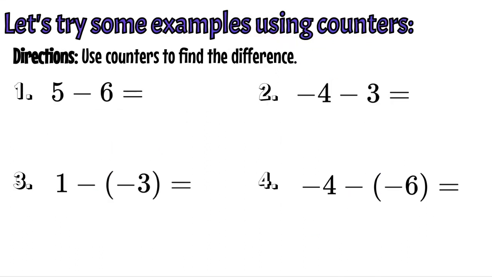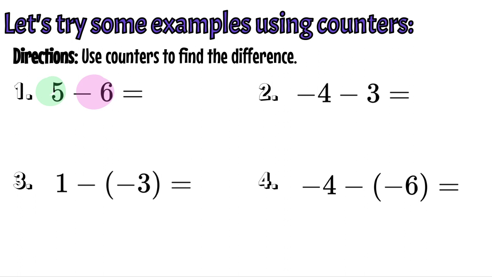In the previous video, we used counters to find sums, and in this video, we're going to use counters to find the difference. What we need to remember is that when we have a negative number, the sign that's in front of the number makes it positive or negative. So for example, in this first number 1, we have a +5 because there's no negative in front of 5, and we have a -6 because there is a negative in front of 6.